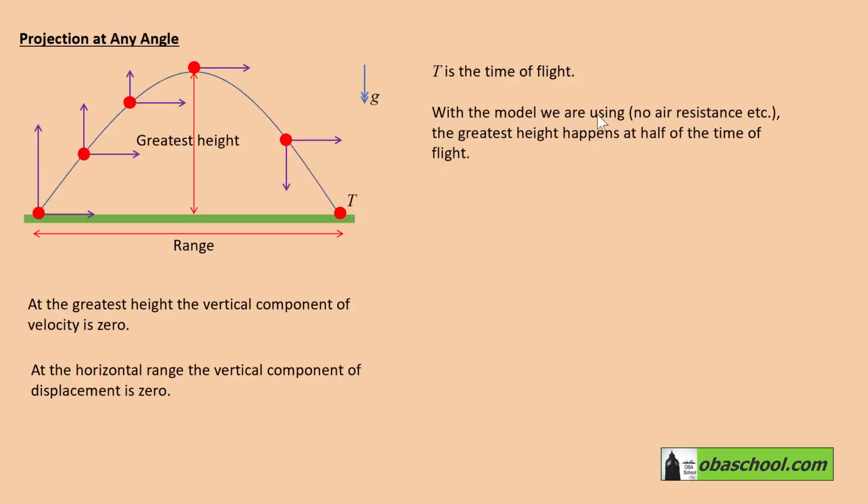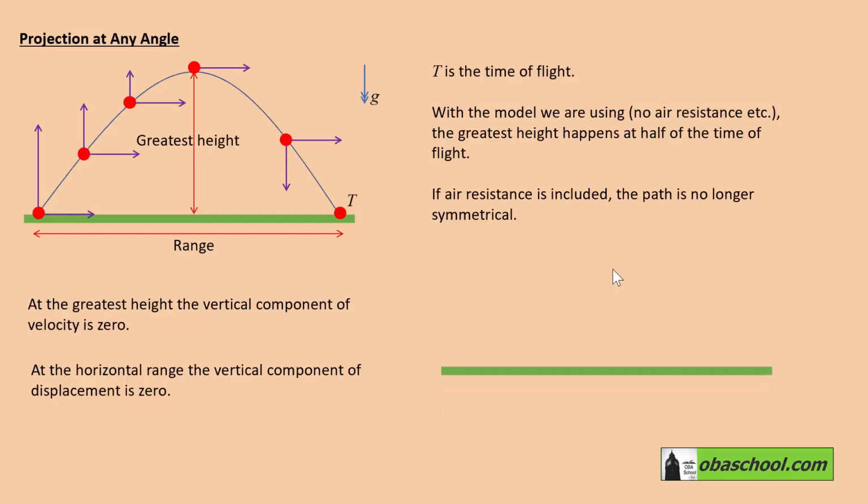With the model we are using, no air resistance, etc., the greatest height happens at half of the time of flight, so it will be T/2 when it's here. If air resistance is included, the path is no longer symmetrical, and a realistic object would probably travel more in a path like this. But that's not what we're going to be dealing with here.